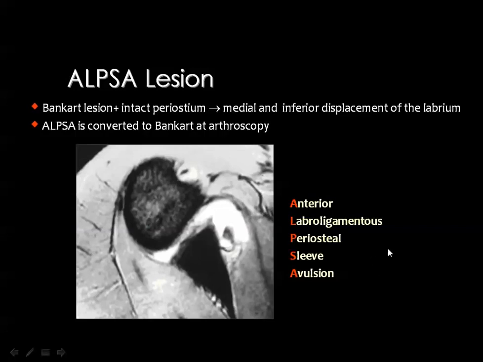And then the third one, which affects the anterior labrum, is known as ALPSA, and this ALPSA means anterior labroligamentous periosteal sleeve avulsion. That's to say that the anterior labrum has been torn, it is displaced more medially while the periosteum is still intact. Then whenever you see a lesion like this, you know that this is ALPSA or anterior labroligamentous periosteal sleeve avulsion.